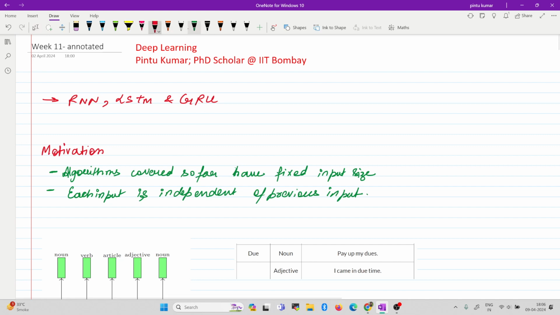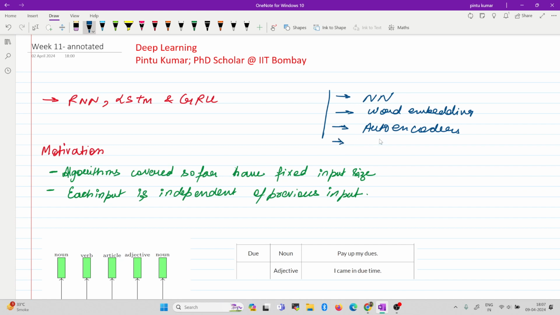Okay, so first of all, let's look at the motivation for looking at these kinds of methods. The methods that we have looked at so far include our normal neural networks, then some word embedding methods, autoencoders, and CNNs. So these are the methods that we have covered so far.